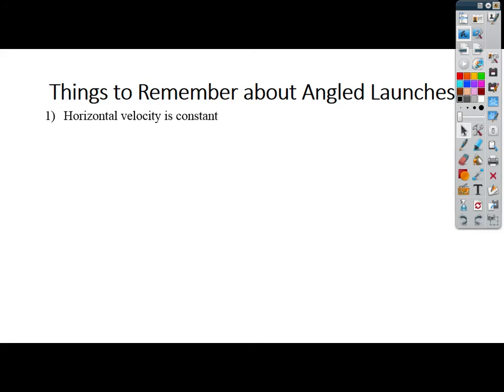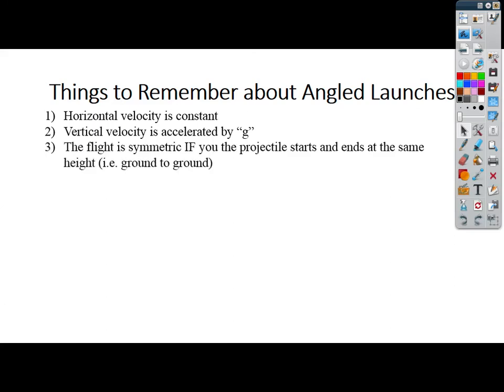This is not just for any type of launch. The horizontal velocity is constant. The vertical velocity is accelerated by g. Okay? The flight is symmetric if you start and end at the same point. Again, over 90% of the problems are done that way. All right? There's obviously ones you can find in a textbook that don't. They're going to involve a bit more math. They're going to be a little bit more difficult to maybe do.